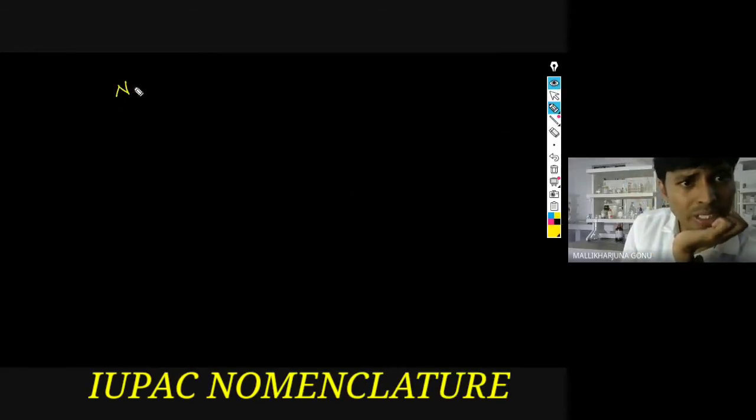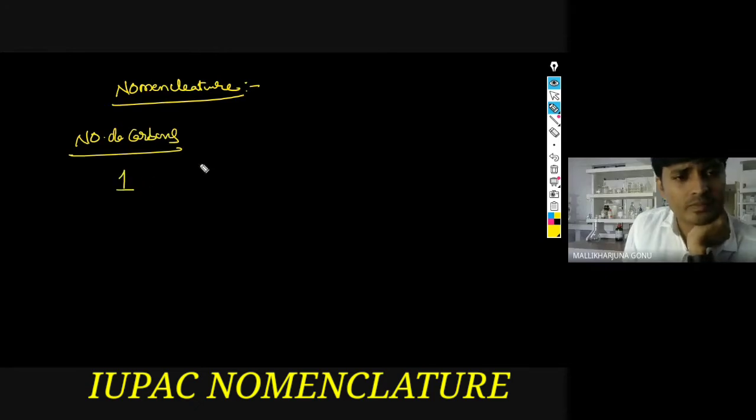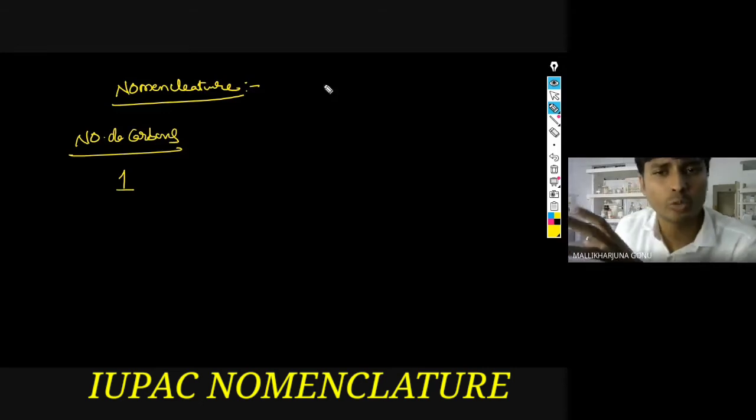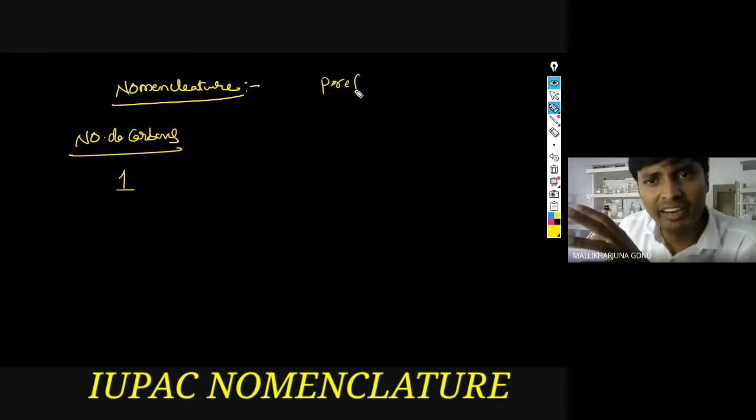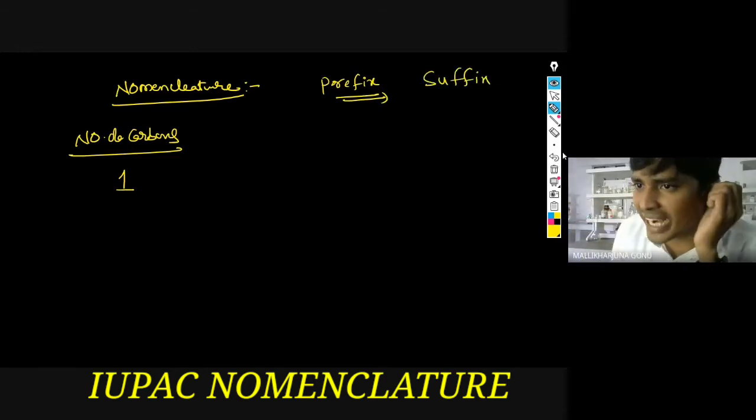Okay. So now we are going to learn the nomenclature. If the number of carbons, for example 1, is there, we have to divide the names into two parts. One is the prefix. All of you write whatever I am writing. Okay, prefix. And the second part is called the suffix.